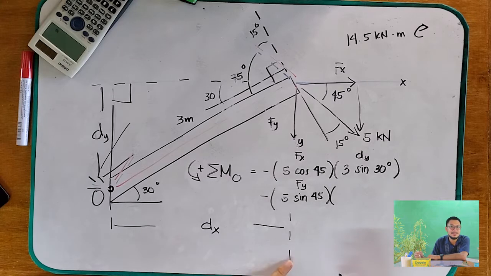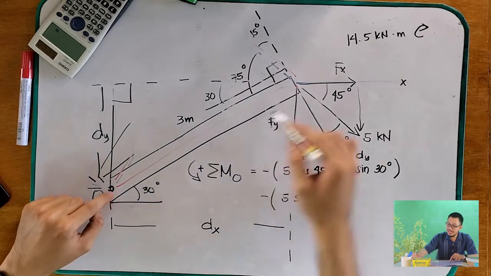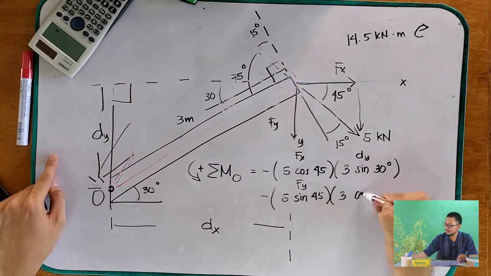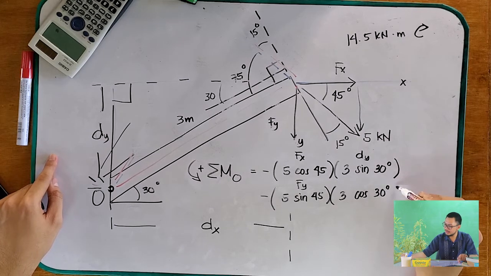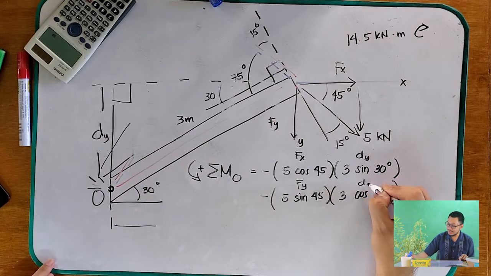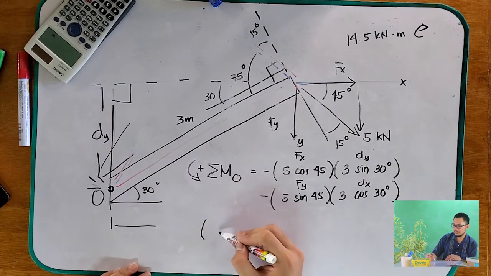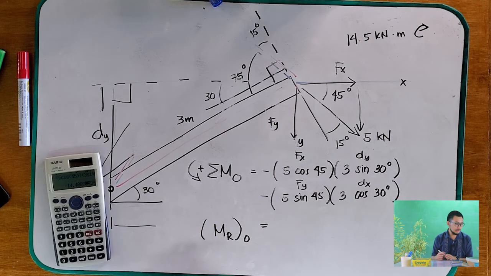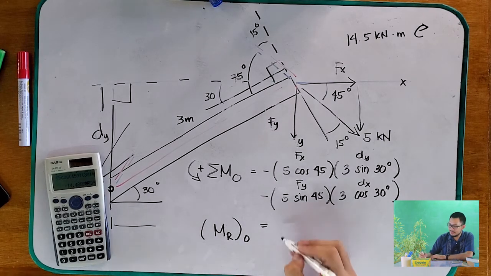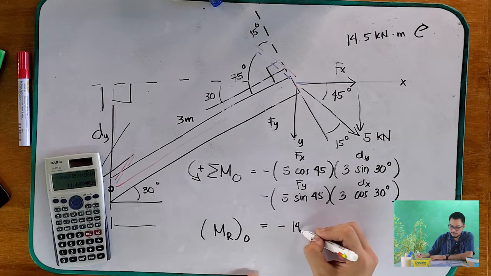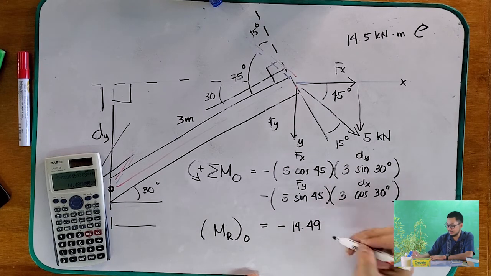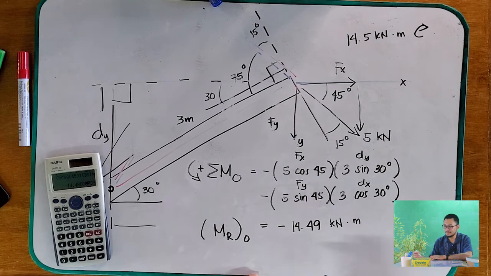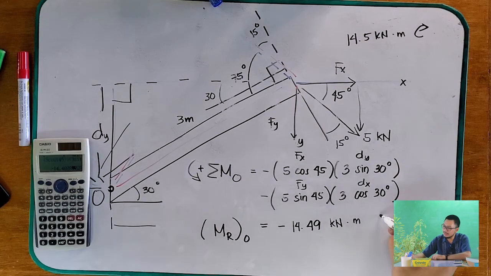Okay? So, pila man na. This is your triangle, so adjacent over hypotenuse, that is 3 cosine of 30 degrees. And this is your dx. So, pila ang atong moment at point O? Your answer here is negative 14.49 kilonewton meter. This has a direction counterclockwise.